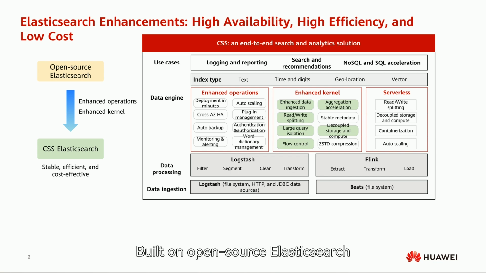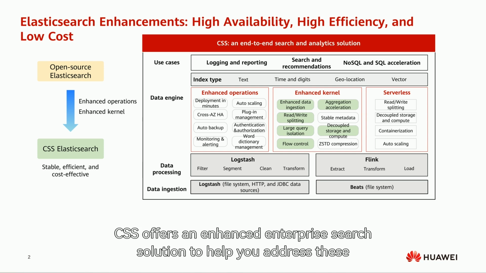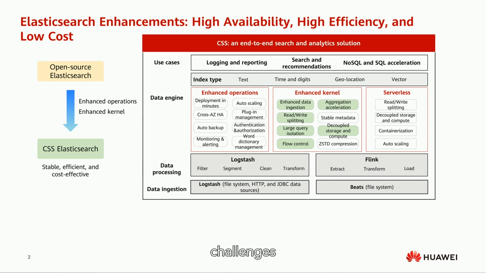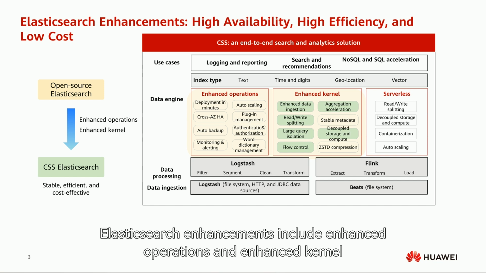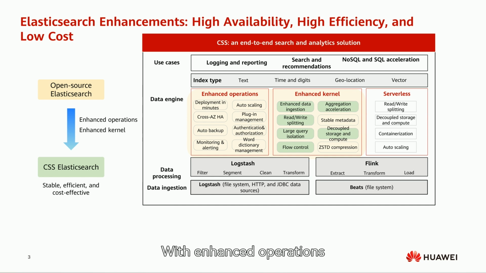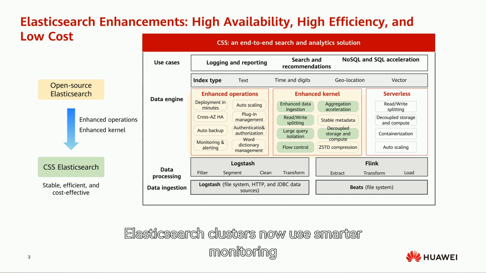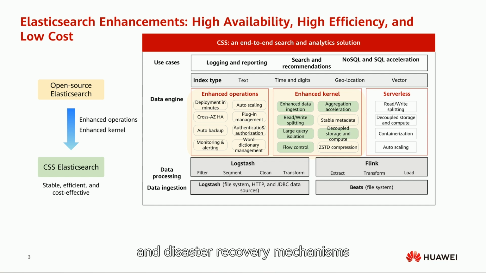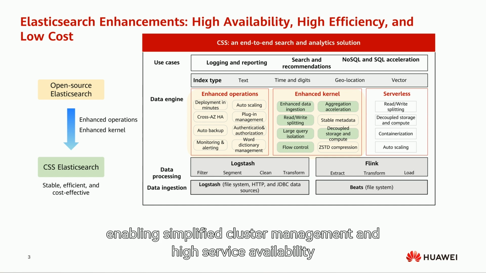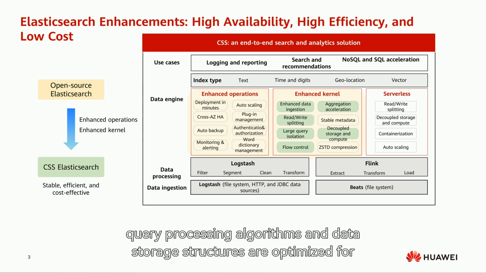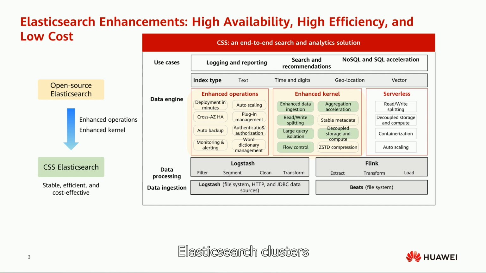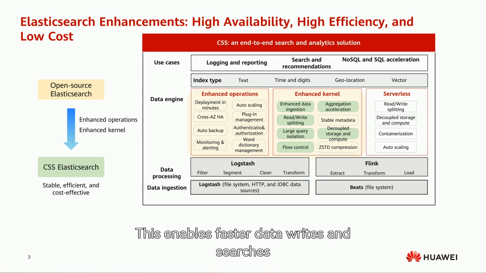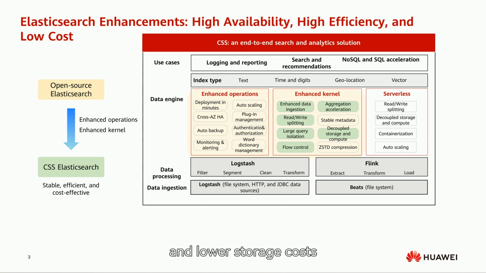Built on open-source Elasticsearch, CSS offers an enhanced enterprise search solution to help you address these challenges. Elasticsearch enhancements include enhanced operations and enhanced kernel. With enhanced operations, Elasticsearch clusters now use smarter monitoring, alerting, and disaster recovery mechanisms, enabling simplified cluster management and high service availability. With an enhanced kernel, query processing algorithms and data storage structures are optimized for Elasticsearch clusters. This enables faster data writes and searches and lower storage costs.